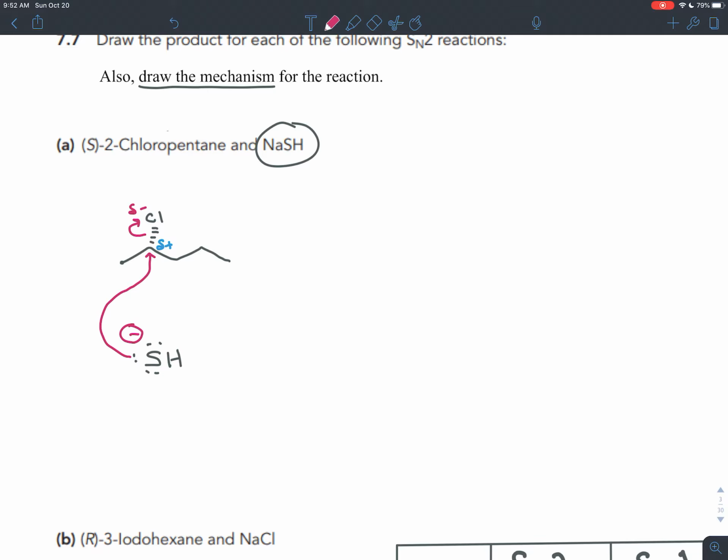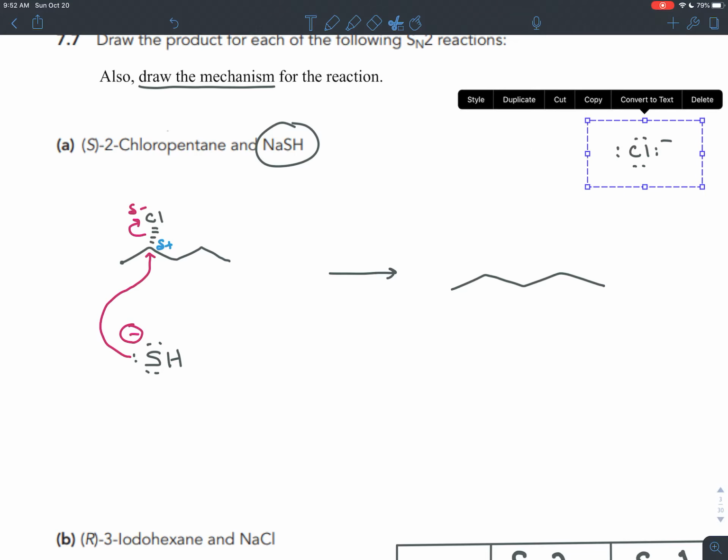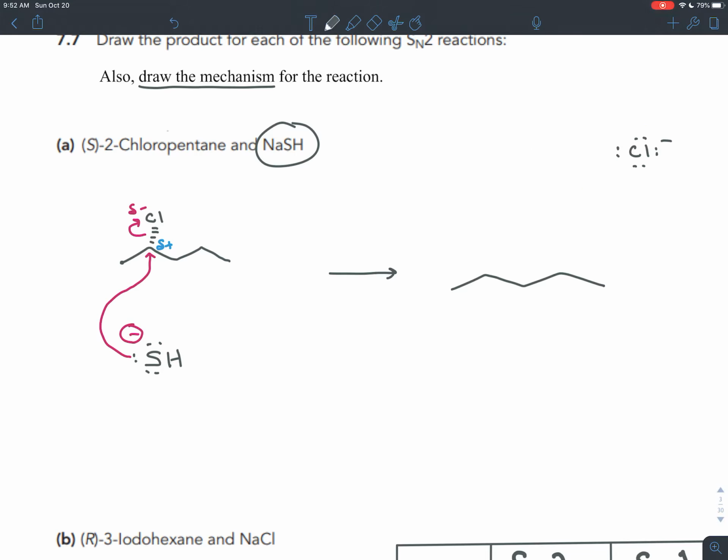If you have a halogen on a carbon chain, we know that we're going to have this 5-carbon chain still. The chlorine will no longer be on it. It'll be living its best life. So we have that chlorine floating off into space, and instead of it, you will have the SH there.